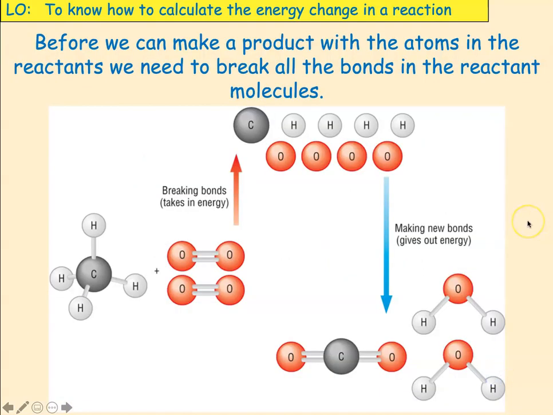Before we can make a product with the atoms in the reactants, we need to break up all the bonds in the reactant molecules. So just like Lego, if you had two models that you'd made, before you could make any more models, you'd have to break up all the pieces into the individual pieces of Lego. And that's what we do. We break up all of these molecules into single atoms before we actually build our new products up again from the single atoms.